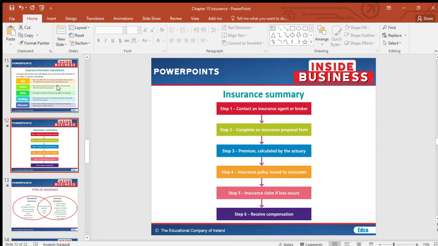Step three is you have your premium calculated by an actuary. They go away, assess you as a customer and calculate your premium. Again, premium is how much you pay for your insurance. If you weren't aware of that, just write that down: premium is how much you pay, whereas compensation is how much you receive. Step four, the insurance policy is issued to the customer. They'll come back to you with the policy, let's say you're beginning your first driver's license or your first insurance with your first driver's license.